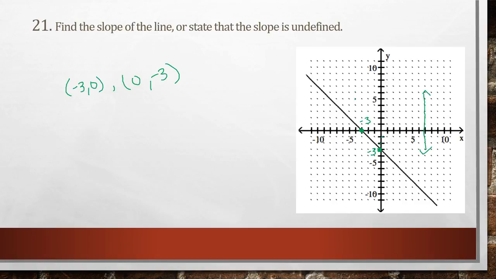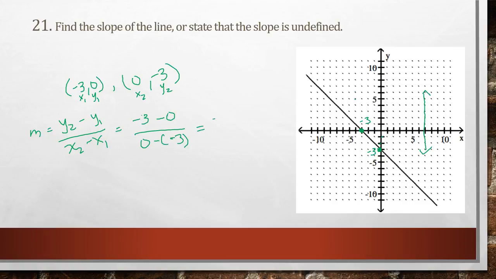Now, we can do this either using our formula that we used before, or we can use our counting method. Either one works. So I'm going to do both. So let's first use the formula method, and we're just going to plug these values into our slope formula. So we start off with our y2, so we have negative 3 minus 0 on the top, and then on the bottom we have 0 minus negative 3.